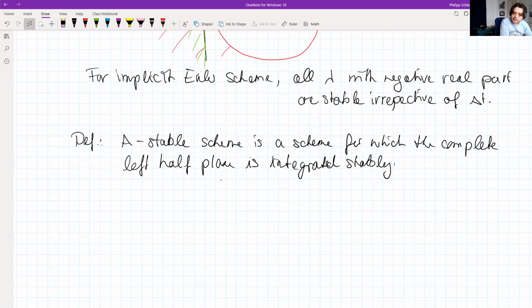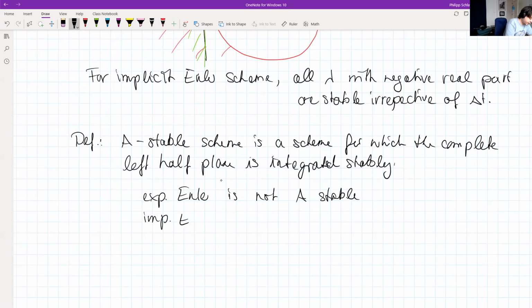And of course, based on this definition, we can now conclude that the explicit Euler, as most explicit schemes, is not absolutely stable or A-stable, whereas the implicit Euler scheme is A-stable. And again, that's typically true for all implicit schemes. So what we can conclude from that is that explicit schemes typically have a time step limitation. Implicit schemes do not.